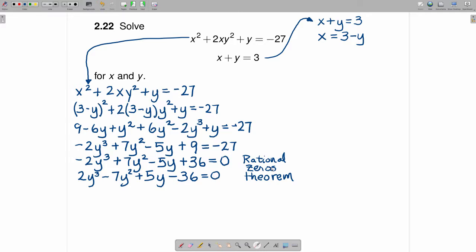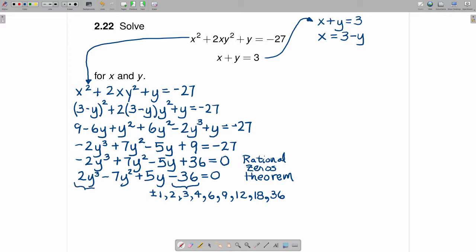Well, what the rational zeros theorem says is if you take the factors, both positive and negative, of this constant term here, 36, so those factors, of course, are going to be plus or minus 1, plus or minus 2, plus or minus 3, plus or minus 4, plus or minus 6, plus or minus 9, plus or minus 12, plus or minus 18, and plus or minus 36.